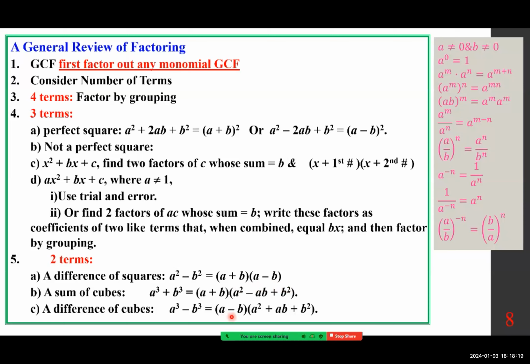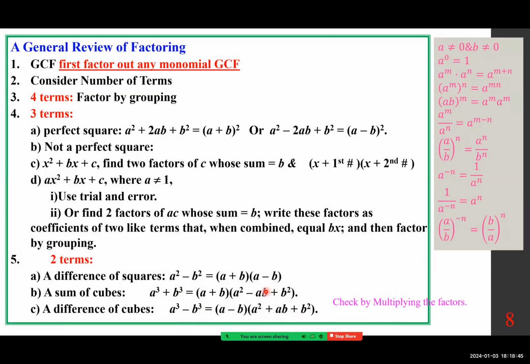A cubed minus b cubed is a minus b times a squared plus ab plus b squared. And again, take a look at this one and compare it to this one. This is not a perfect square trinomial. It's a prime polynomial. Also, both of them have one negative sign. This has one negative sign in the first parenthesis, this has it in the second parenthesis. Again, reminding you of what you are supposed to do.